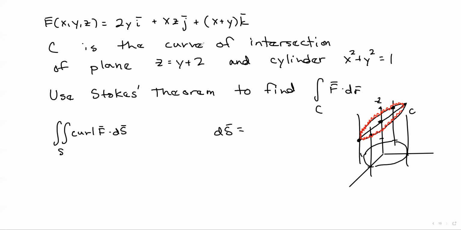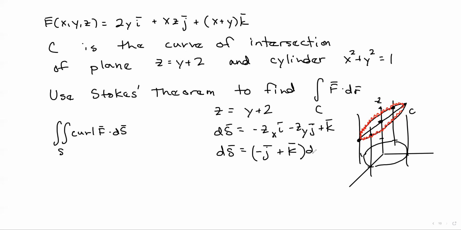If the plane is a surface and we've got z by itself, then we're going to want negative partial of z with respect to x i minus partial of z with respect to y j plus k as our formula for dS. And we can use z equals y plus 2 for that formula. Popping that in, we're going to get dS equals, the derivative with respect to x is 0, so we get no i component. The derivative with respect to y is going to be 1, so we're going to get negative j plus k. It's going to be our dS.